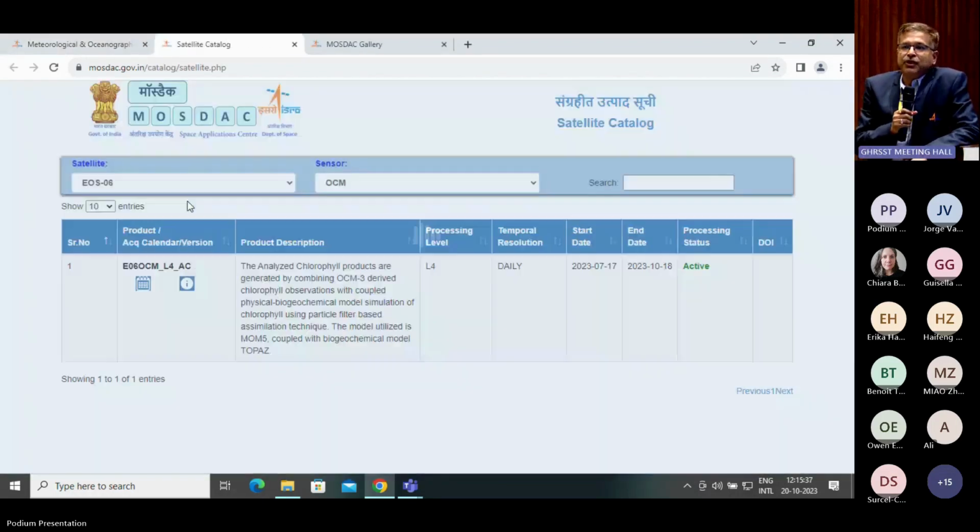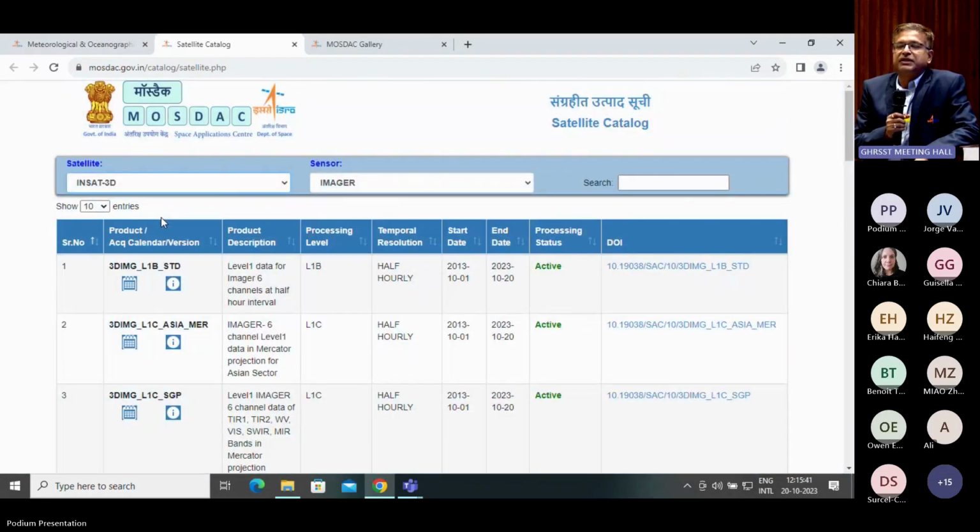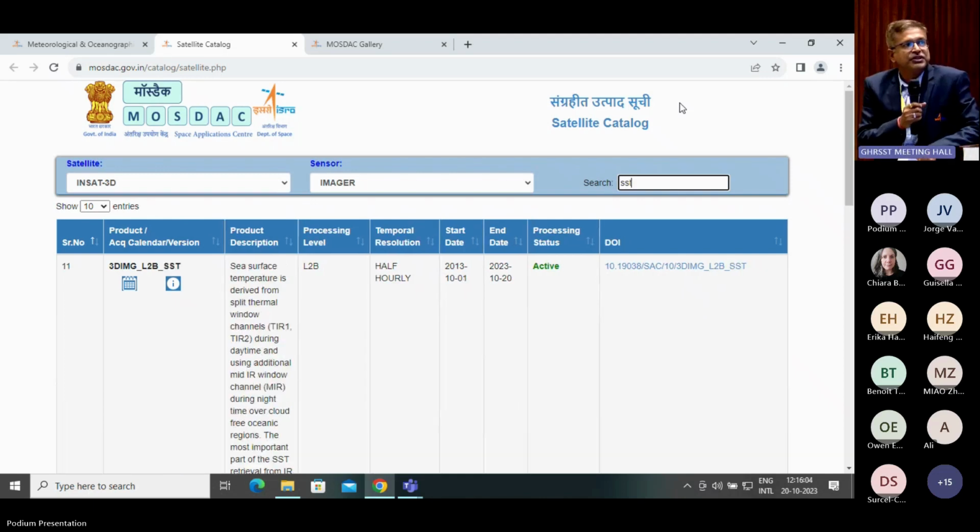So what we have seen from our observations is that with INSAT 3D and 3DR being generated in staggered mode, when we generate the daily bin products, we have more acquisitions to do cloud screening and generate products which are better in quality as compared to a single mode of acquisition. So these are some of the products which we are generating.